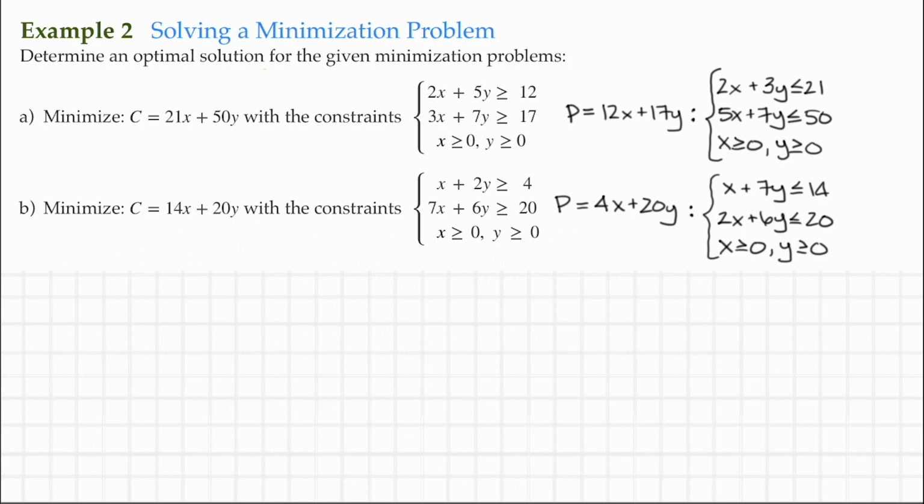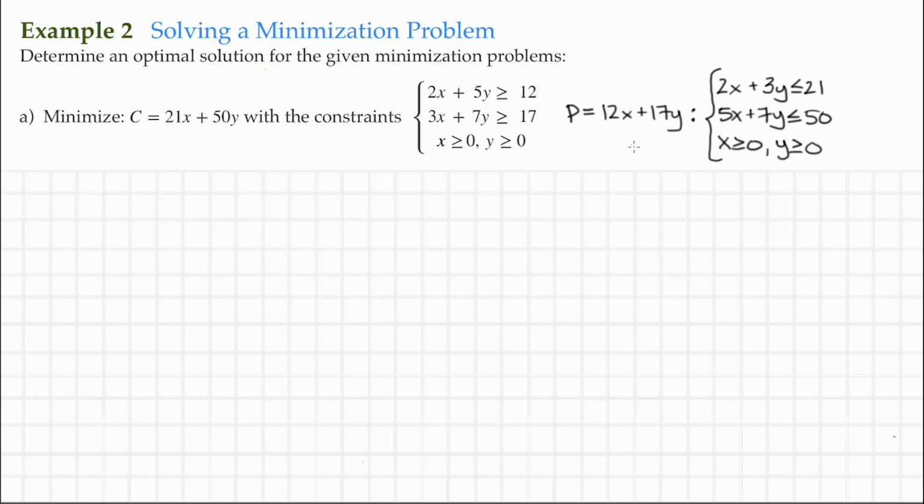So this example is a continuation from the previous example where we took these two minimization problems, problem A and B, and we constructed their dual maximization problems over here. So now that we have that, we're going to solve these minimization problems by turning these maximization problems into a tableau. So we'll start with letter A here.